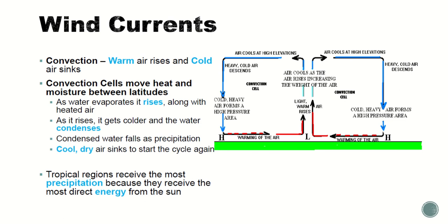As far as wind currents, we deal with convection, which we've kind of talked about already with the ocean. Warm air rises, cold air sinks. Similar to water, warm water rises, cold water sinks. Same general idea here. We have convection cells that move the heat and moisture between the latitudes. Essentially, we're dealing with the water cycle here.